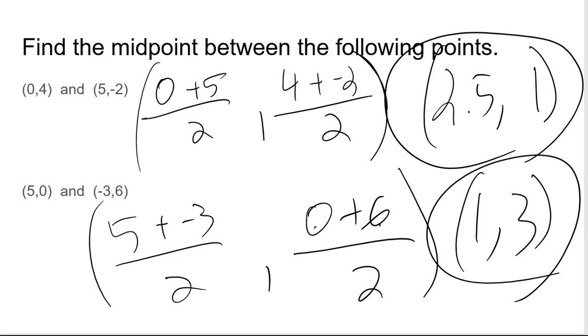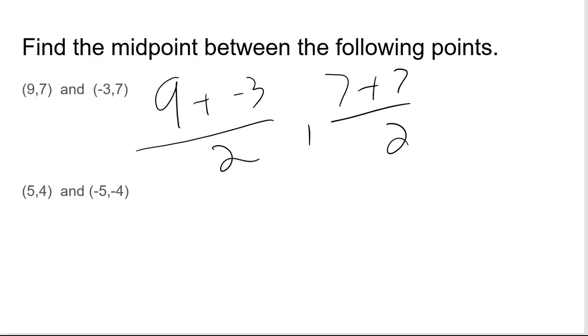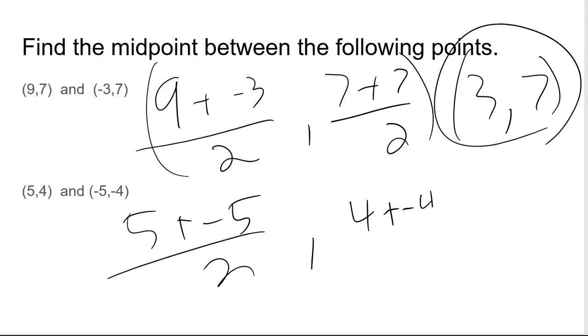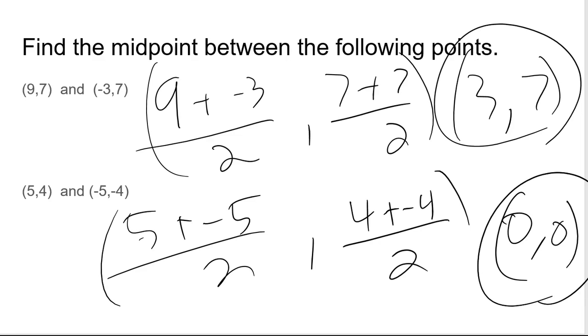That's the midpoint. Alright, here we have 9 plus negative 3 to find the midpoint, and 7 plus 7 divided by 2. 9 plus negative 3 is 6, divided by 2 is 3. 7 plus 7 is 14, and half of 14 is 7. Right here, 5 plus negative 5 over 2, and 4 plus negative 4 divided by 2. 5 plus negative 5 is 0, and 0 divided by 2 is still 0. 4 plus negative 4 is 0 again, so the midpoint of that one is the origin.